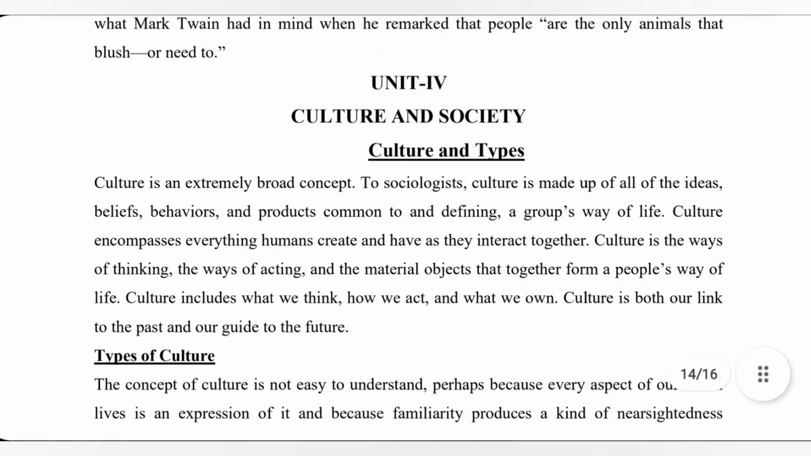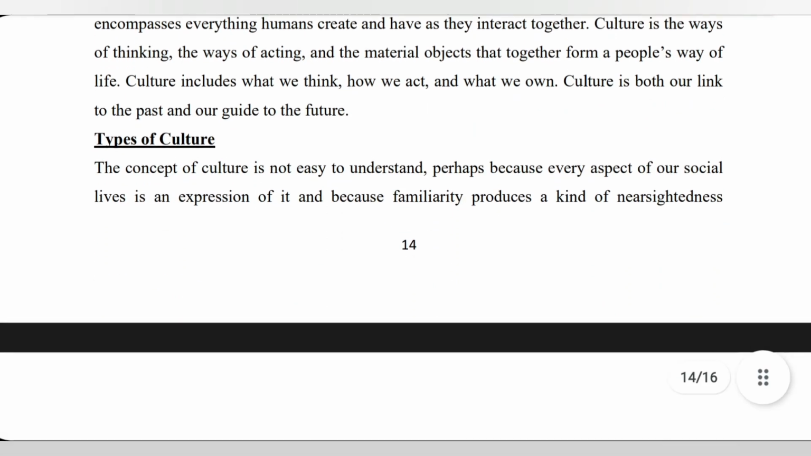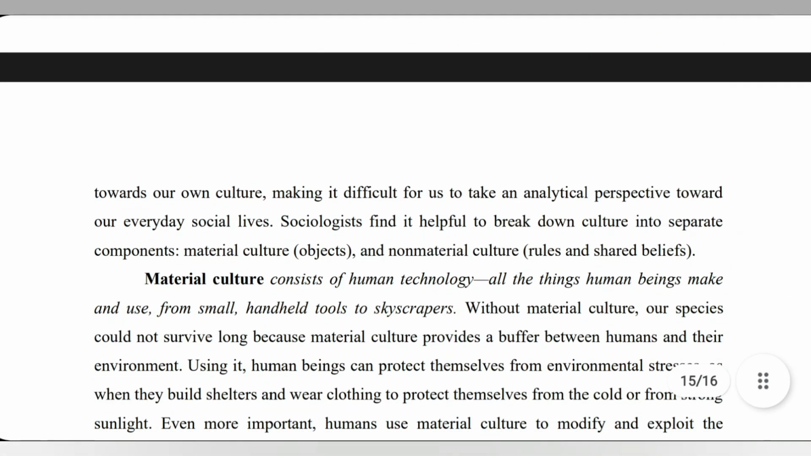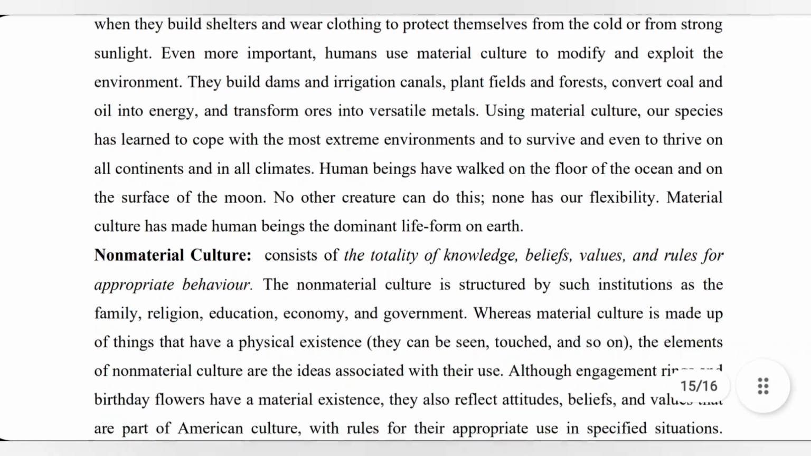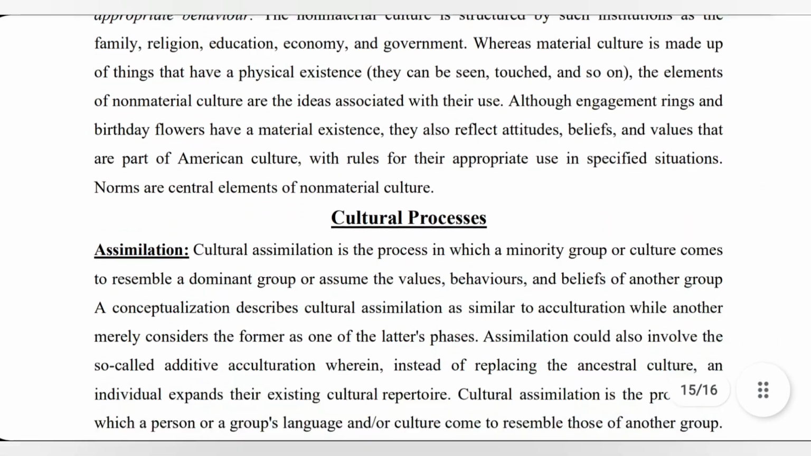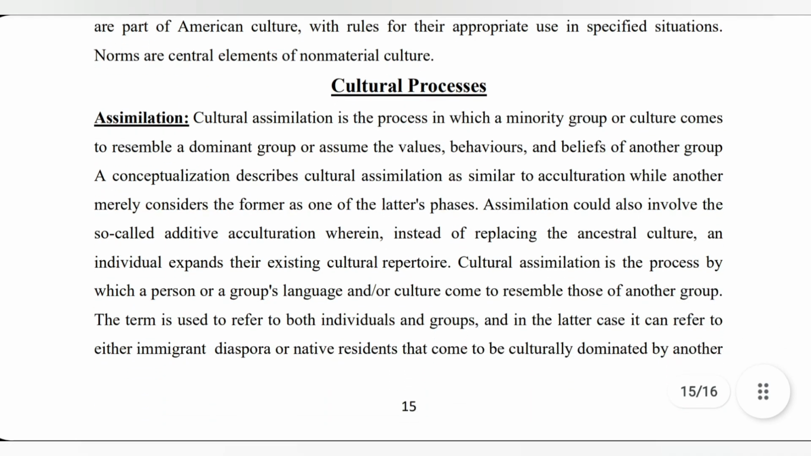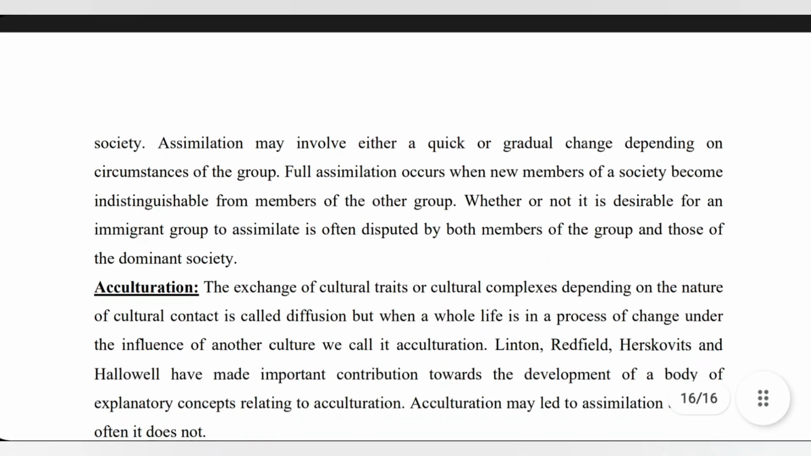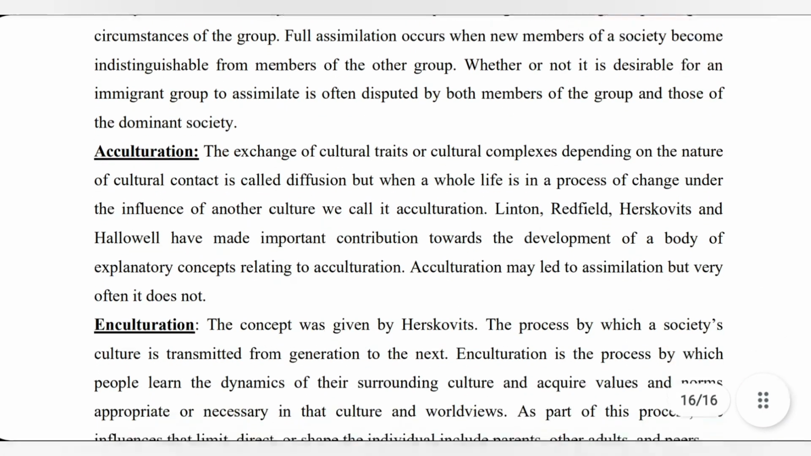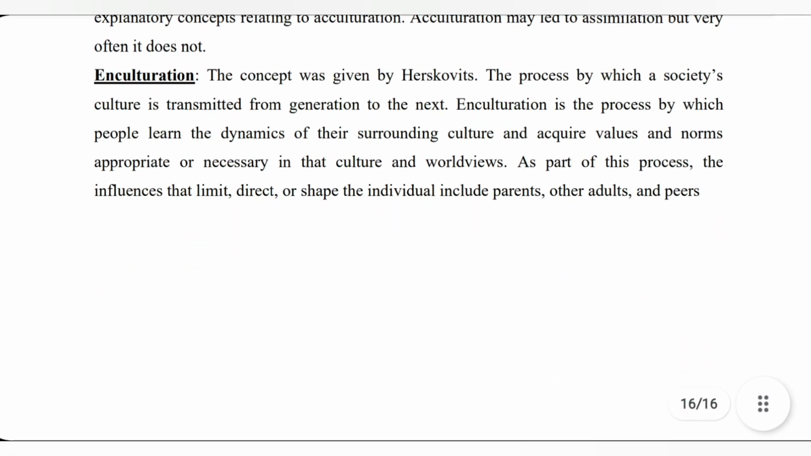And the last unit, unit 4, is culture and society. In this unit, you have to first study culture and its types: material culture and non-material culture. Then you have to study cultural processes, that is assimilation, accommodation, acculturation, and inculturation. So this was all regarding the study material of the generic elective course Basics of Sociology.